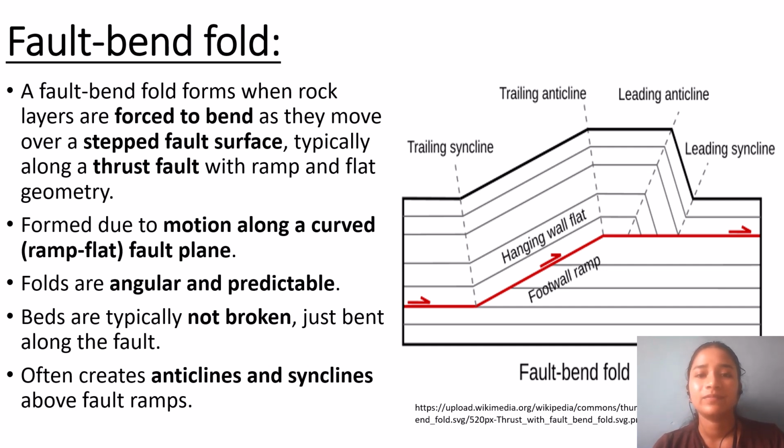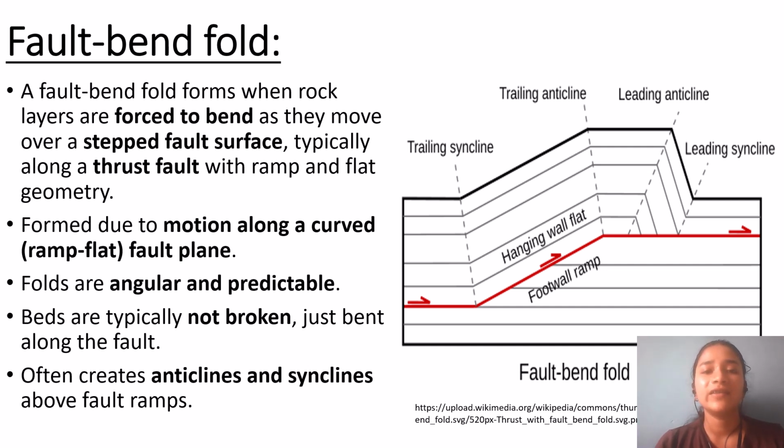Okay, from the diagram, you can get ideas about the point I just explained. So now, a fault bend fold. A fault bend fold forms when the rock layers are forced to bend as they move over a stepped fault surface, which is usually part of a thrust fault system with alternating ramp and flat segments.